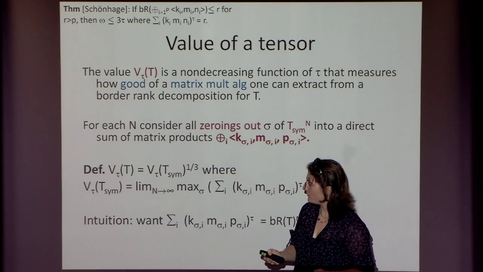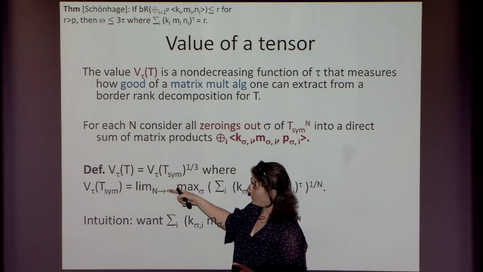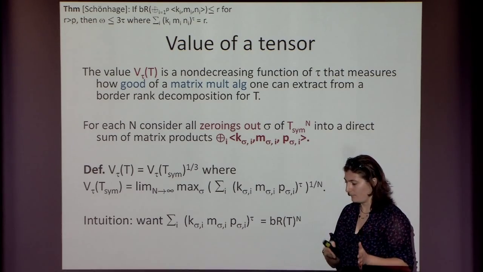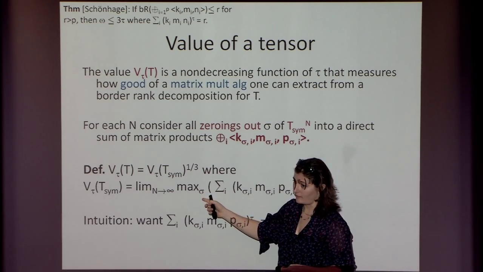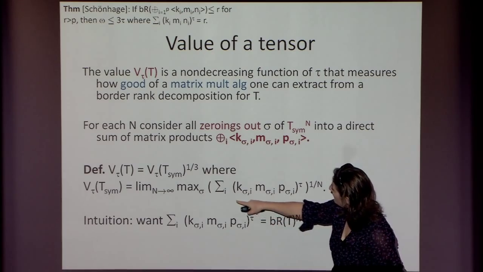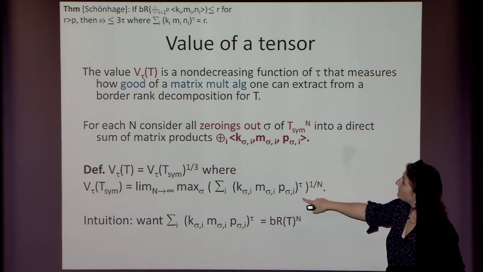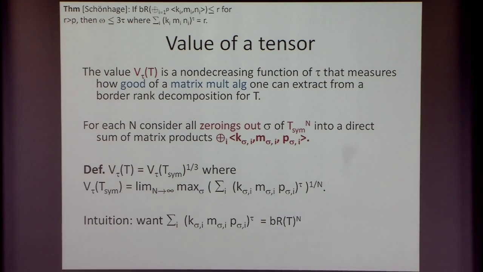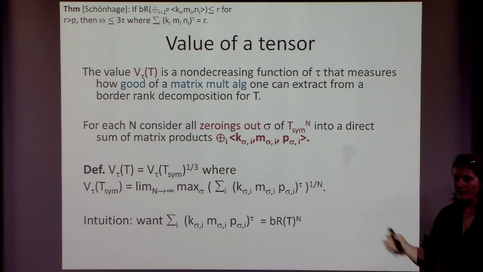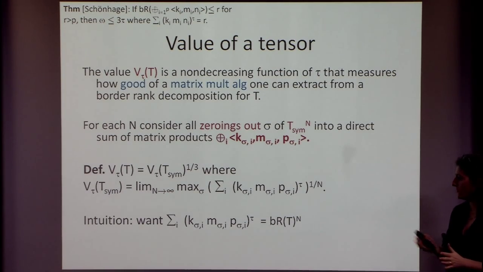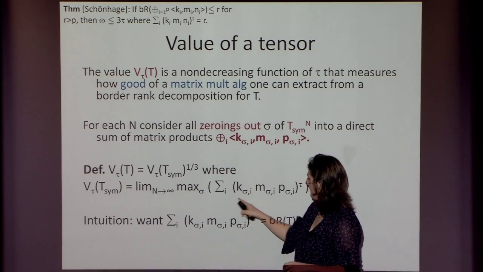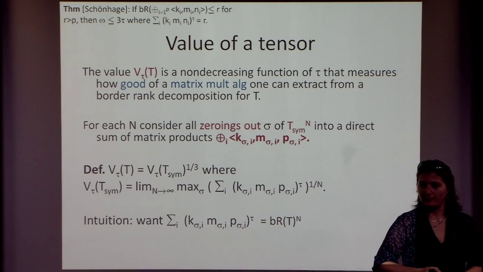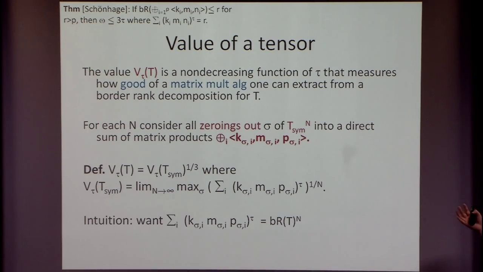And the value of the symmetrized one is you take the limit as n goes to infinity, and when you look at a particular n, you take the maximum out of the zeroings out of this value, which comes from the Schoenhagen theorem, to the 1 over nth power. So this is a little bit technical, so some intuition is that we want to find the maximum n such that this value here equals the border rank to the n power, which is our bound on the border rank of the nth power of the tensor.